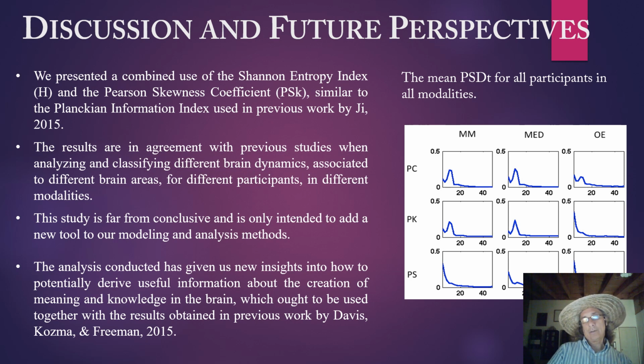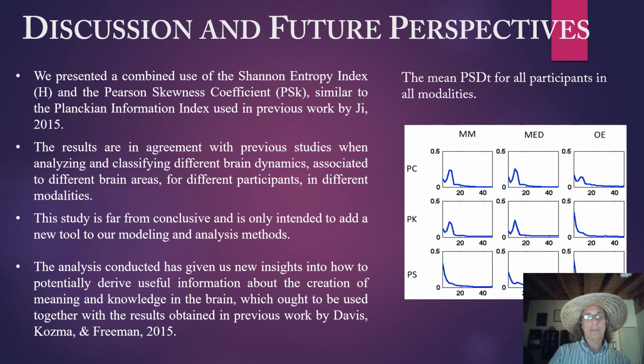finally, before I discuss the paper's results and the future perspective, these are the average spectrums for all participants. You can see that participant C is most of the time in alpha, though this spectrum in OE is significantly different from these two, and so on. You have different spectrums for every single one of them.